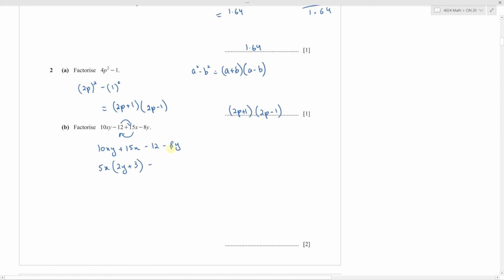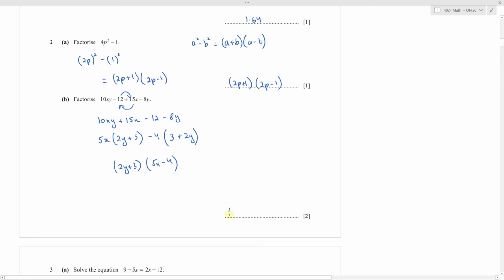And then I can take 4 as common between 12 and 8. So minus 4. Since I have minus sign outside, the signs will change inside. So this will become plus 3, and this will become plus, and then since I took 4 common, this will be 2y. So this is 2y plus 3. This is also 3 plus 2y, which can also be written as 2y plus 3. So I can take 2y plus 3 common multiplied by 5x minus 4. So your final answer here will be 2y plus 3 multiplied by 5x minus 4.